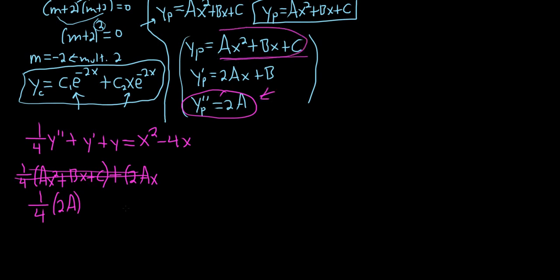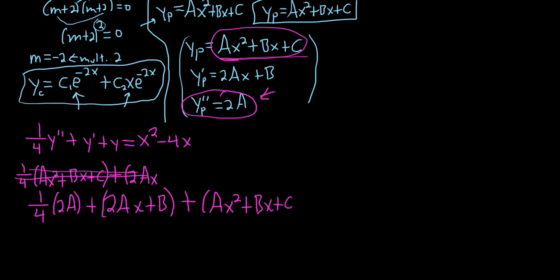For some reason, I wrote this down. And plus y prime is 2ax plus b. That was okay. I had a little mental lapse there. The important thing is that we caught the mistake. So ax squared plus bx plus c. Good stuff. Shows you how easy it is to mess up in these problems.